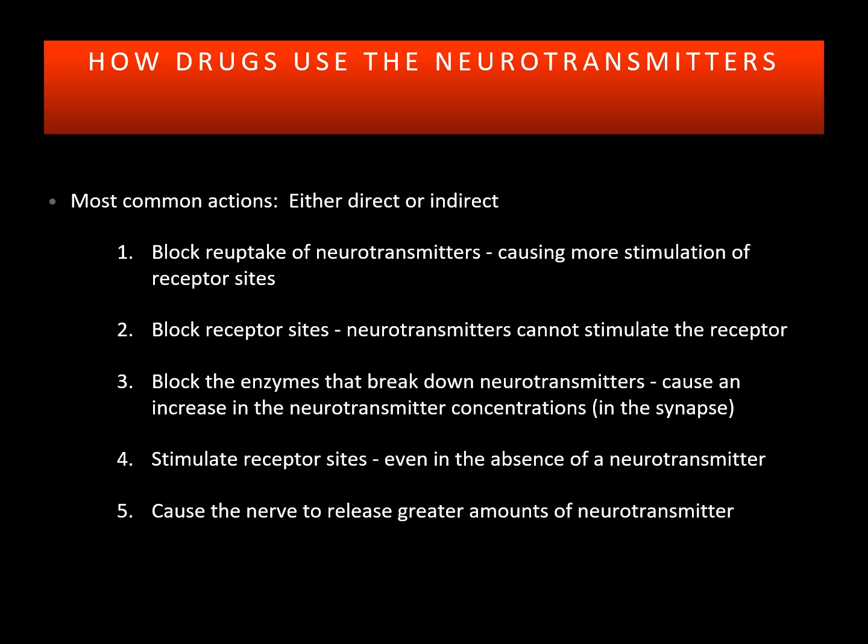Number four, it can stimulate the receptor sites itself. So even if there is no neurotransmitter, no adrenergic agonist, these receptor sites can be stimulated in any case. And lastly, number five, we can cause the nerve to release greater amounts of the neurotransmitter. So it's going to produce and release more, allowing it to find that receptor and trigger it, creating more of a response. So these are 5 different ways these mechanisms of action could work for neurotransmitters and adrenergic agonists.